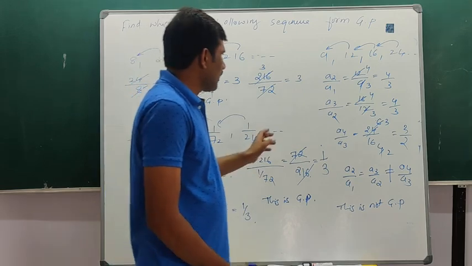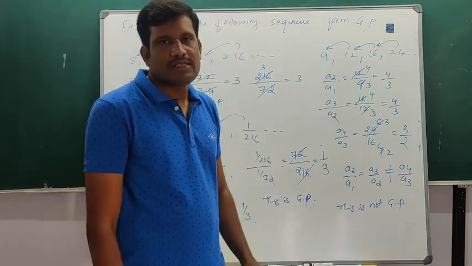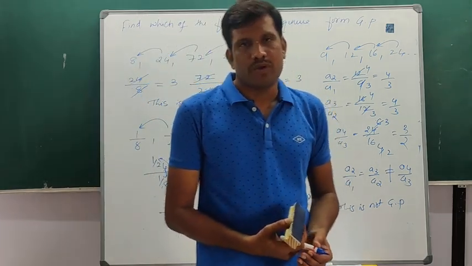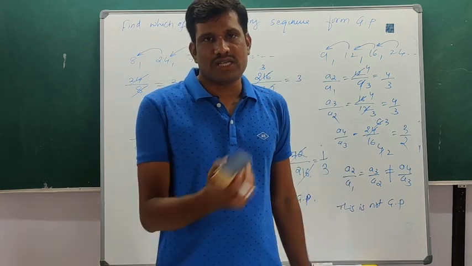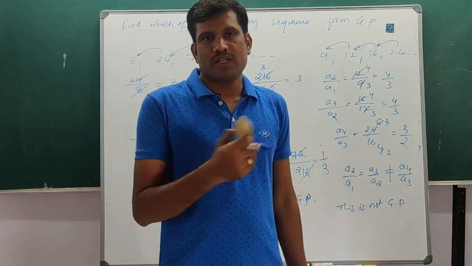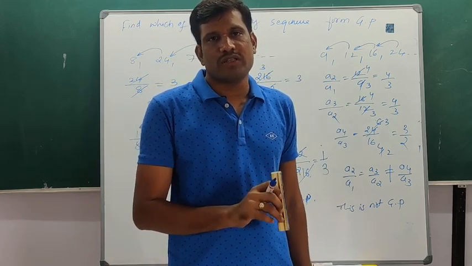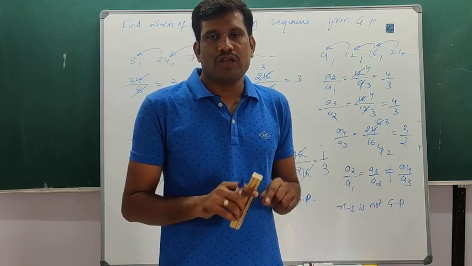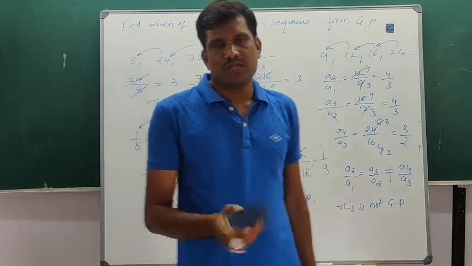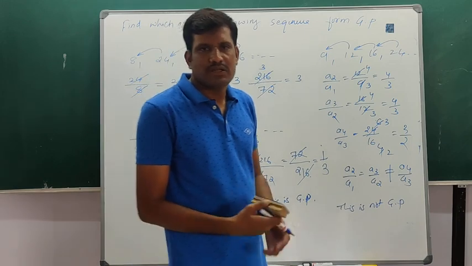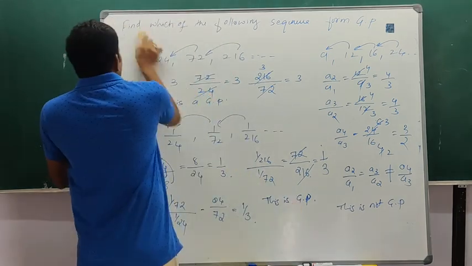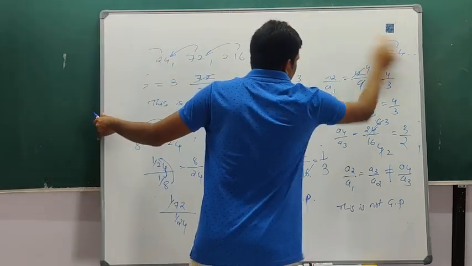Right? So this is how we can check whether the given sequence is a GP or not. Just find the common ratio, that is second term divided by first term, third term divided by second term, fourth term divided by third term. If all those ratio values are the same, then we can say that the given sequence is a GP.